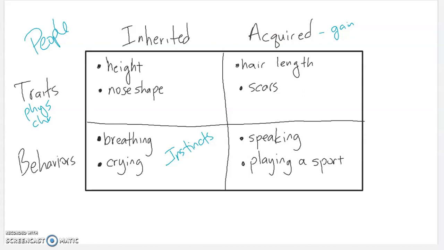And then if you have children, you don't pass your scars down to them. Inherited traits do get passed from parent to offspring. Acquired ones don't. And same with behaviors. Behaviors that are acquired are often just called learned. Things that you learn how to do, like speak a language or play a sport. Those are behaviors you do. You've acquired that ability by practicing and learning, rather than inheriting it from your parents.